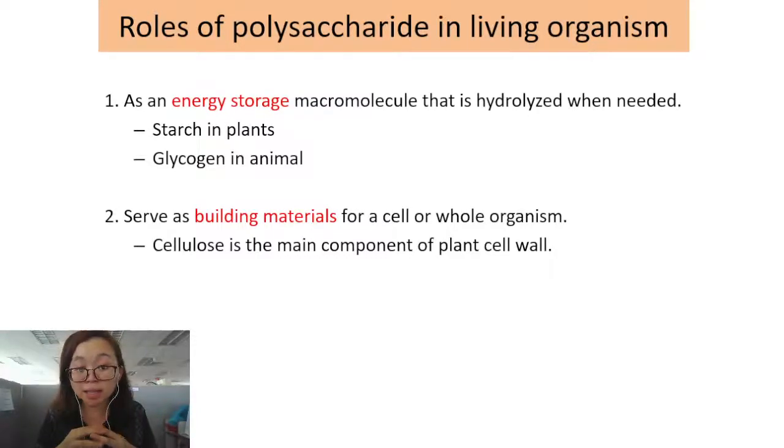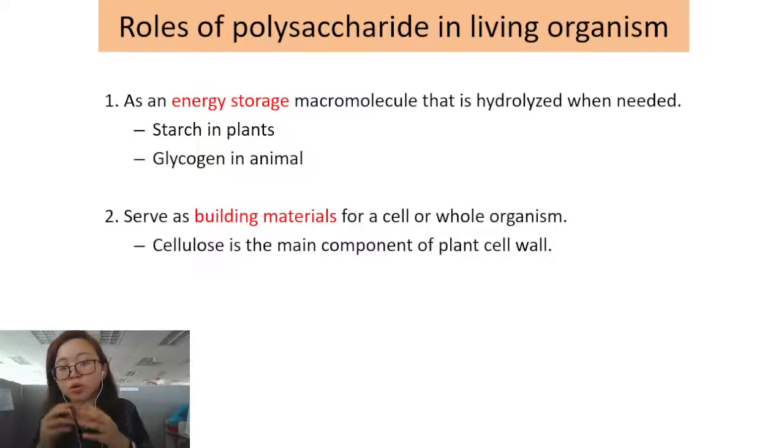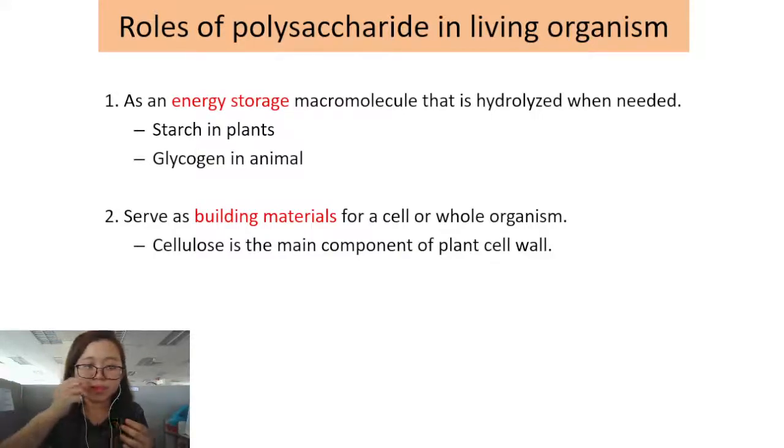Kita simpan dalam bentuk polysaccharide, dan bila perlu, kita akan hydrolyze, kita akan potong bahagian yang kita mau. Bahagian yang dipotong itu boleh digunakan untuk menjana tenaga. Okay? So plants will store their energy in the form of starch. In us and other animals, we will store our energy in the form of glycogen.